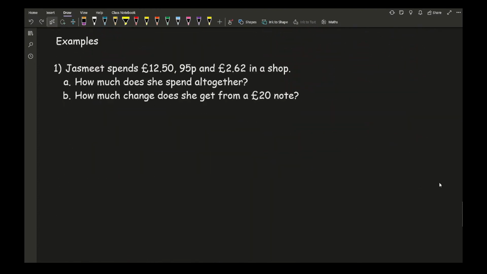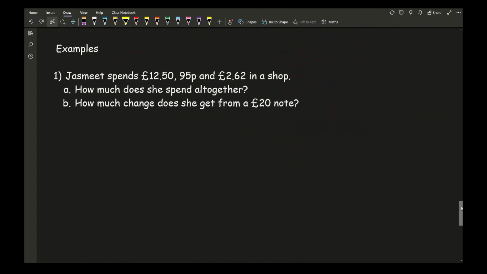So let's go straight into an example question. So here it says that Jasmine spends £12.50, 95 pence and £2.62 in a shop. And part A then says, how much does she spend altogether? So for A, what I need to do is add those three amounts together. So I've got 12.50. I've got 95 pence. Now I'm going to convert the 95 pence into 0.95 so that all the prices are now in pounds. So I've got 0.95 and I've got £2.62.